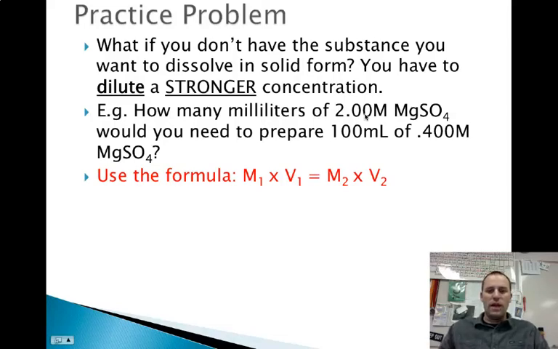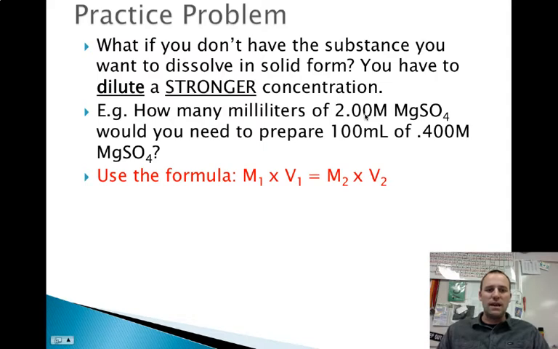Okay, before we get into the next section, I want to refresh your memory and remind you of something that I might have forgotten to mention. With a dilution problem, you always want to put together the things that are connected by the word "of." So it doesn't matter which one you call M1 and V1 and which one you call M2 and V2, as long as you keep them together if they're the same.